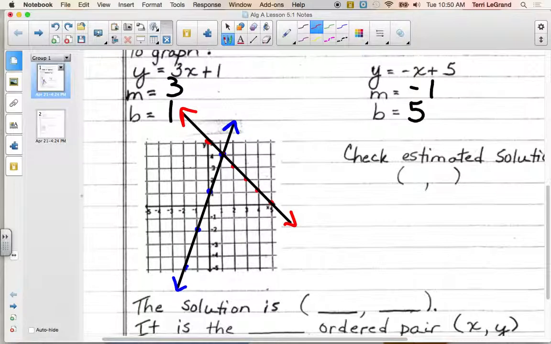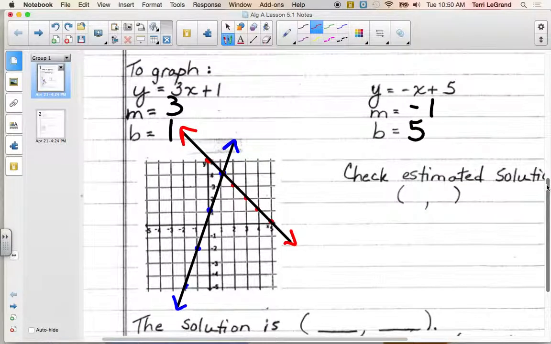Okay, so today we're not just graphing to practice graphing, today we're graphing to find the solution of those two equations working together. In other words, we're looking for the point that will make both of them true. It's on both of the lines, in other words. So what is that? What do we think the estimated solution is? What does it appear to be?